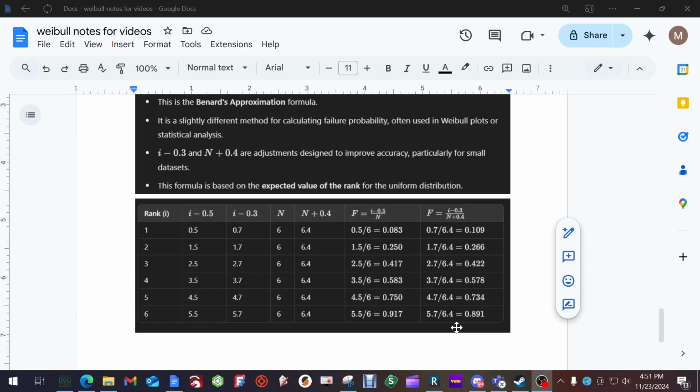But I've also been told that anything above 50 data points or even 100 data points, things even out and you can't really tell a difference between the two. So if you're working with a really small sample size, use Bernard's. But if you have a large sample size, either one will do just fine. So it all depends on what you want to do.